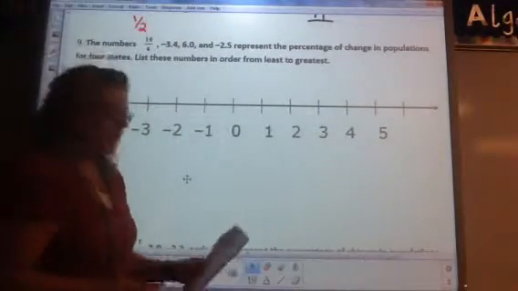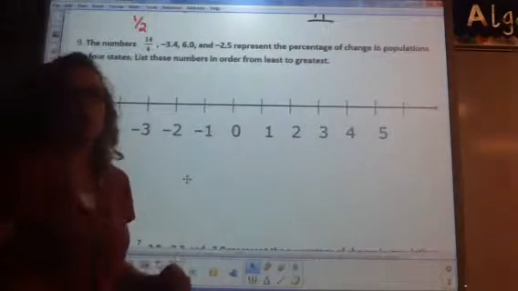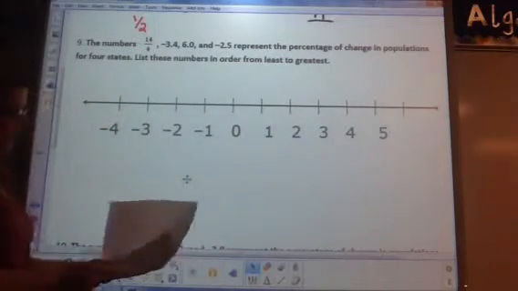All right, class, this is the second part of comparing and ordering rational numbers. Going to finish up with 9 and 10 here.